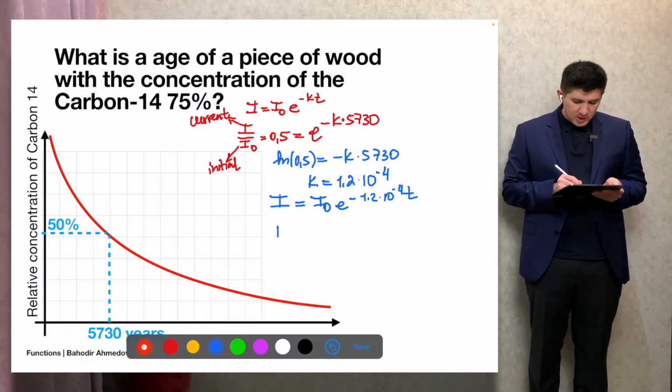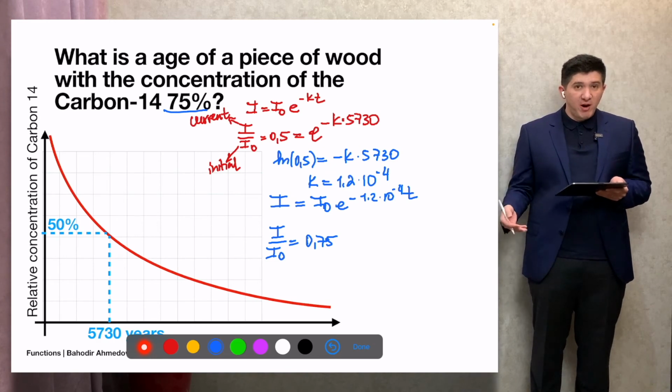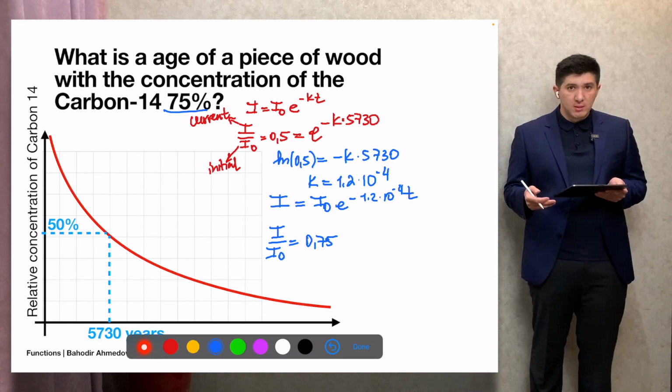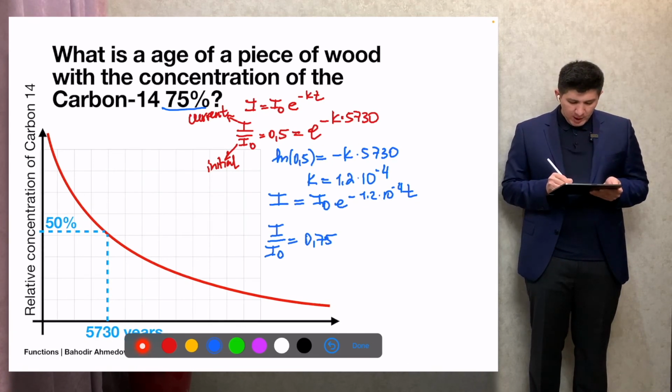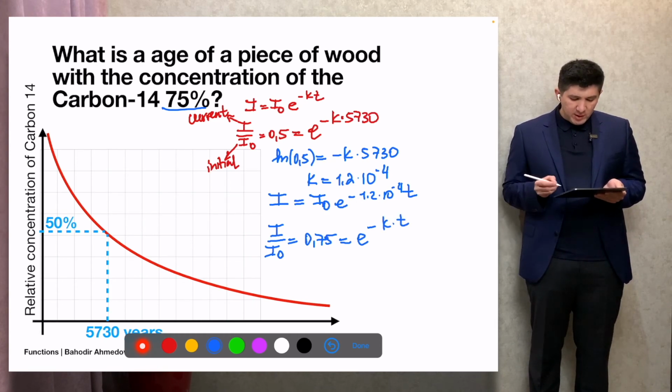Okay, so now we know the concentration, right? The current concentration over the initial concentration is equal to 0.75, right? So this is what is given. So it is 75% of the initial concentration. Okay, and this should be equal to e to the power of minus k, we know what k is already, times t. So we need to find t from here.